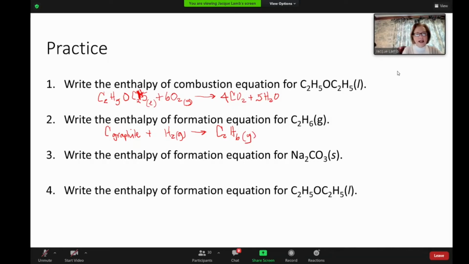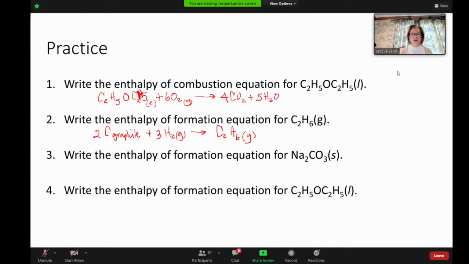I'm going to let you do the other 2. The top one was the enthalpy of combustion. The bottom one is the enthalpy of formation of diethyl ether, which is a different reaction. You should be able to write those. Okay.